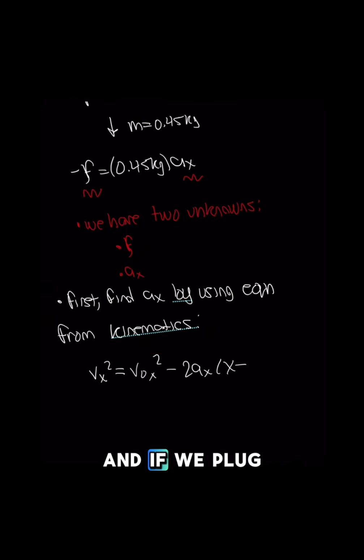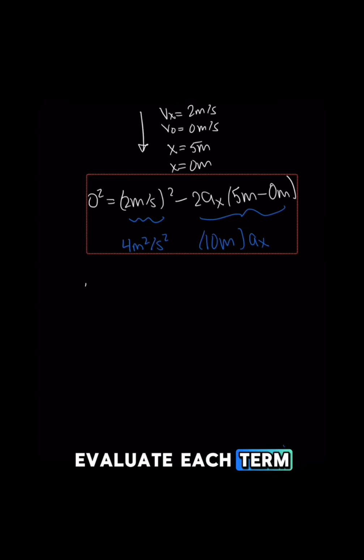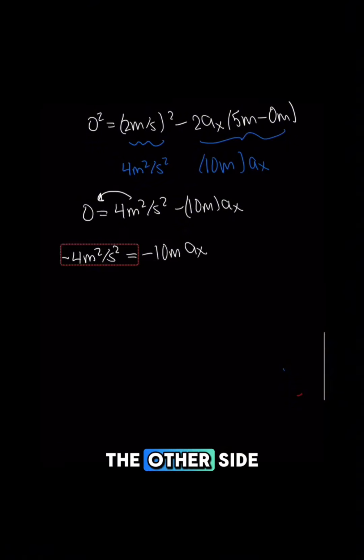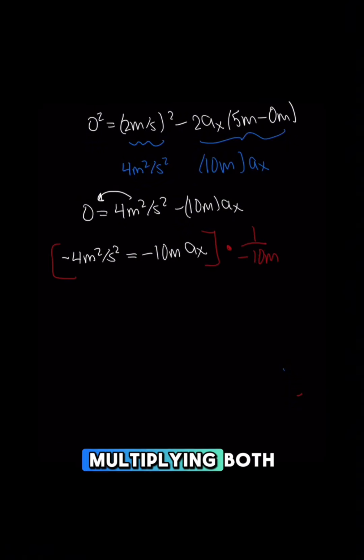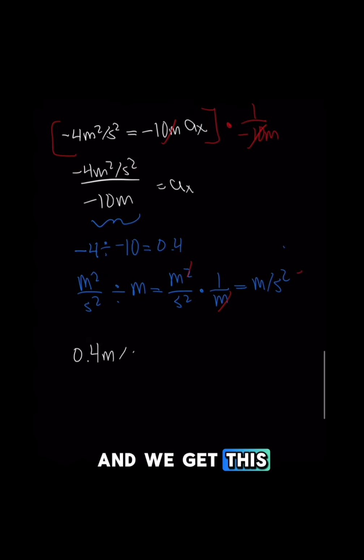So the first thing we need to do to find the acceleration is use the kinematic equation below. If we plug in our known values, we get this expression here, evaluate each term, and then isolate for acceleration by bringing 4 meters squared per second squared to the other side. Isolate for a_x by multiplying both sides by 1 over negative 10 meters. Divide the units and the amplitudes, and we get this for the final answer.